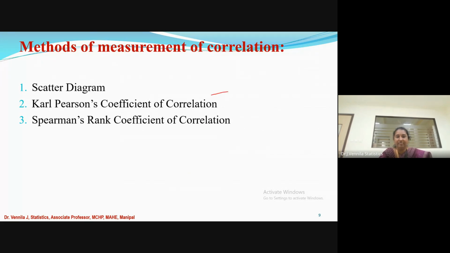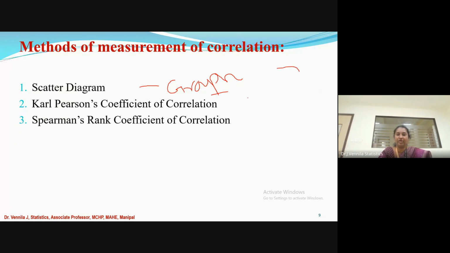In the graphical method, if you want to find out the correlation, that is called the scatter diagram. I don't want any values, I want only the diagram. Based on the diagram, I want to identify how the relationship is between the two variables. So that time I have to use the scatter diagram.